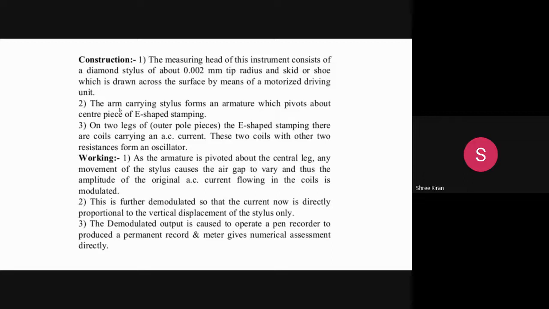So here we have an armature which is pivoted about the central leg, and any movement of the stylus causes the air gap to vary, and thus the amplitude of the original alternating current flowing in the coils is modulated. This is further demodulated so that the current is directly proportional to the vertical displacement of the stylus only. The demodulated output is used to operate a pen recorder to produce a permanent record, and the meter gives a numerical assessment directly.